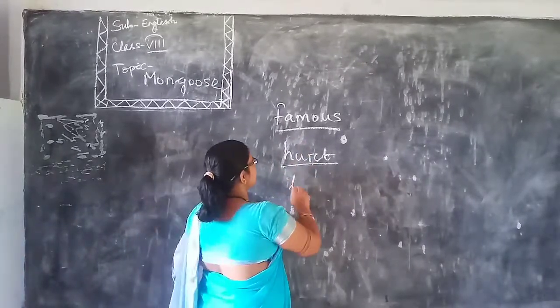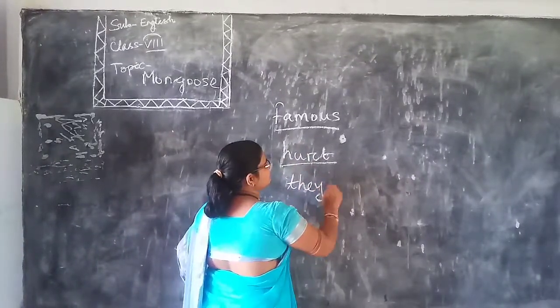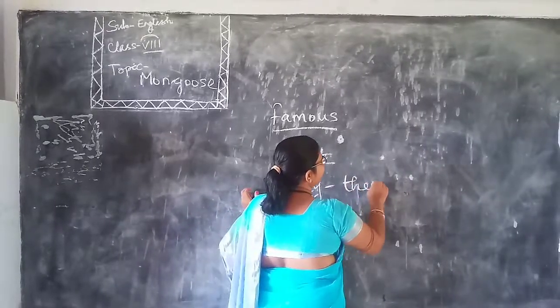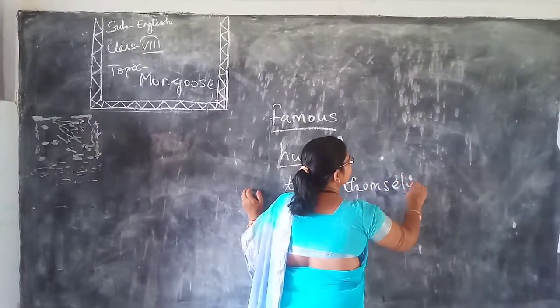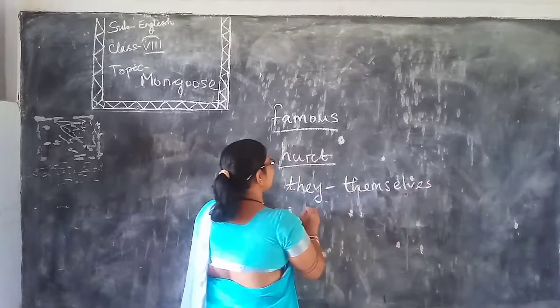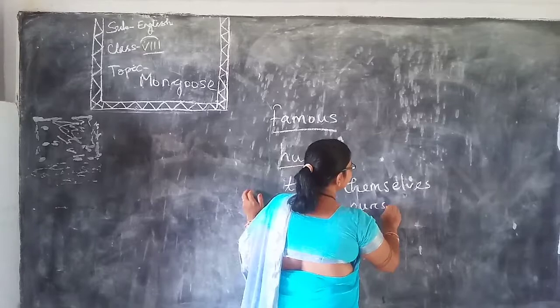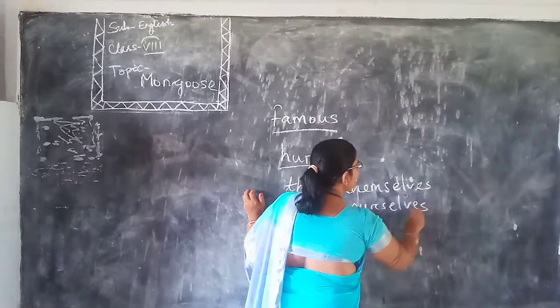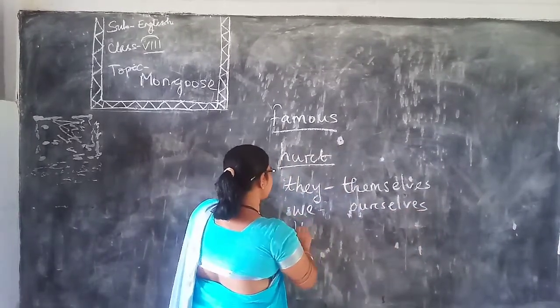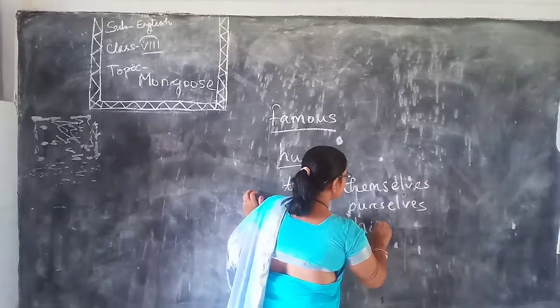So, mongooses killed the snakes without being hurt themselves. From there, we get themselves. Like this, can you tell me from we what we get? Ourselves. From he, what do you get? Himself.